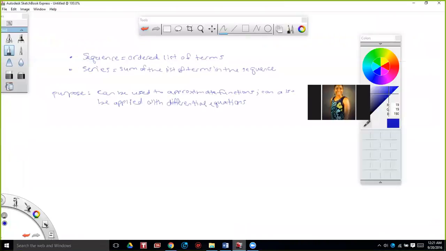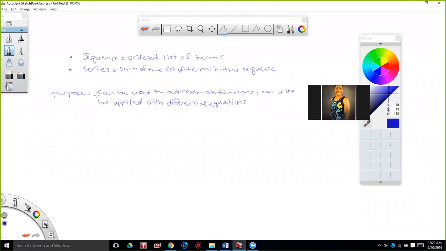Hello, today we're talking about sequences and series. The first question that comes to mind is, what's the difference between sequence and series? Well, a sequence, we think about an ordered list of terms, some call elements, but we have some type of order, some type of pattern that's going on. And then a series is just a sum of the list of terms or elements in the sequence. So that's the difference between the sequence and the series.